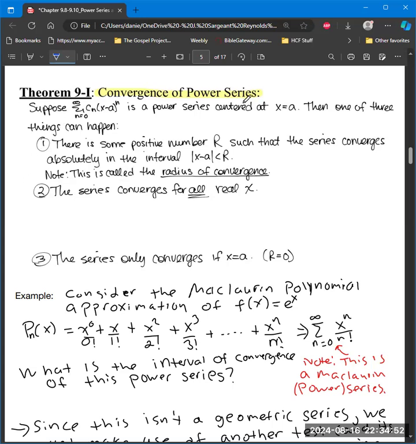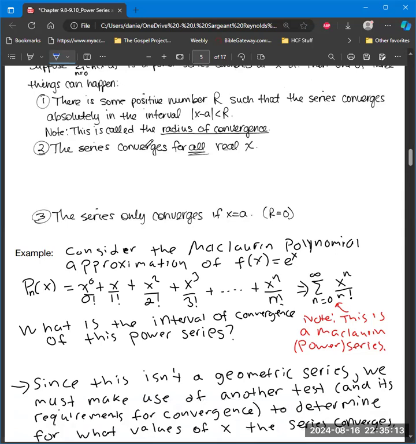But let's look at the theorem for convergence of power series, which is 9 Roman numeral 1. So suppose that the summation from n equals 0 to infinity of c sub n times (x minus a) to the n is a power series centered at x equals a. Then one of three things can happen.